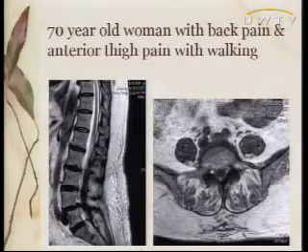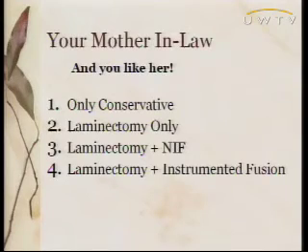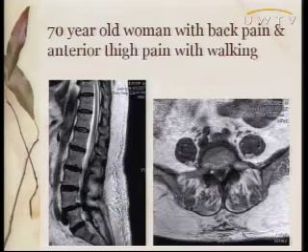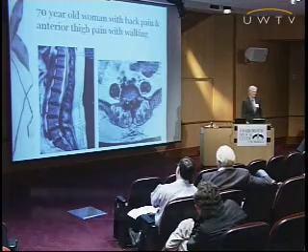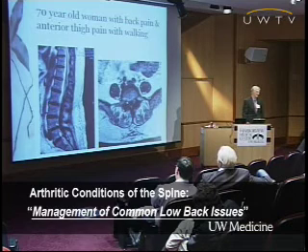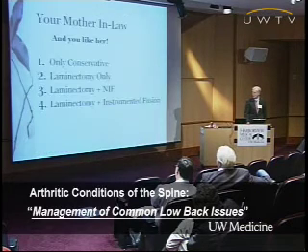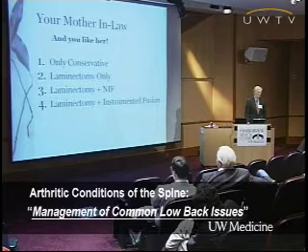So my question is, this is a 70-year-old woman with back pain, anterior thigh pain when she tries to walk. She's quite disabled. I like to make it further that this is your mother-in-law and you like her. All right? So what I want to ask is, if you like this person at 70 years old and you've read all the literature, the question is, what should she have?